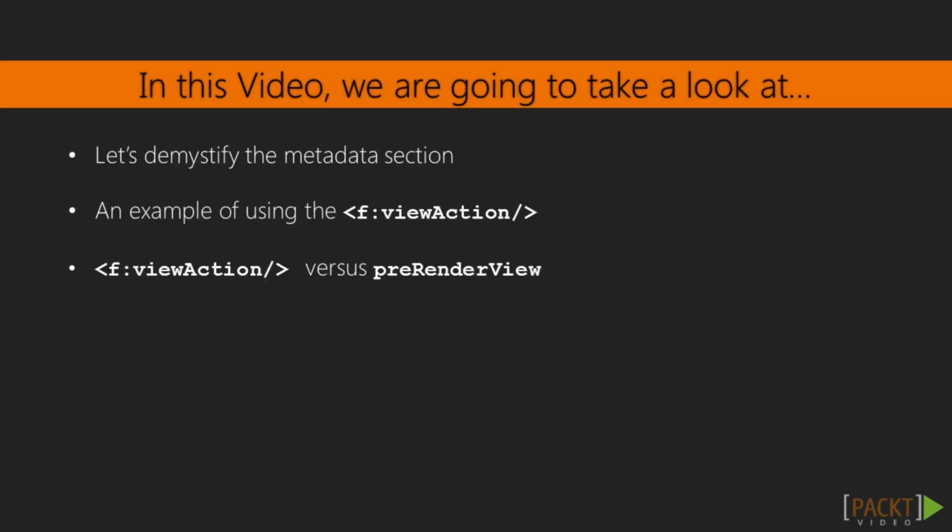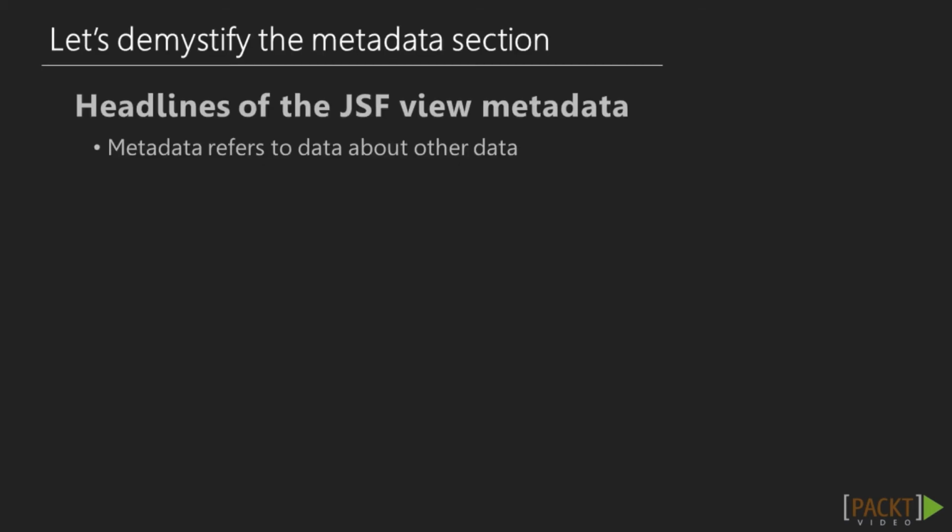In this video, we are going to take a look at 3 main aspects of the view actions. First of all, the view actions are declared in the metadata section as the view parameters. So, we start with a short dissertation about what is actually the metadata section. Further, we will write an example of using the view actions, and we will finish with a comparison between the well-known preRenderView and view actions. This will reveal the main differences between these 2 artifacts.